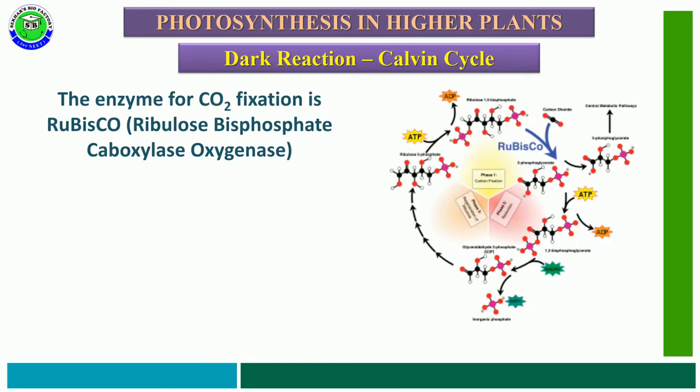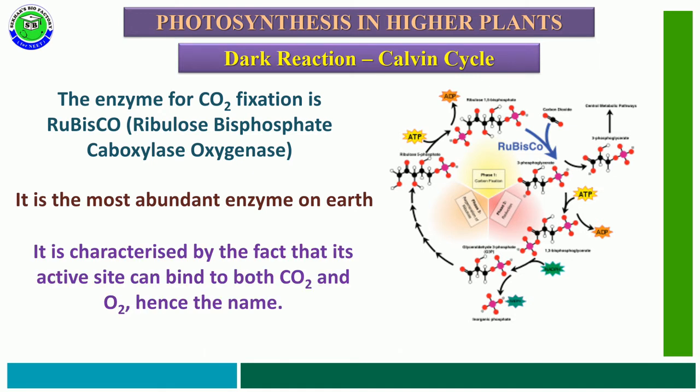The first reaction in the Calvin cycle is catalyzed by the Rubisco enzyme for carbon dioxide fixation. The full form of Rubisco is ribulose bisphosphate carboxylase oxygenase. The most important point about Rubisco is that it is the most abundant enzyme on earth in plants, and its active site can bind to both carbon dioxide and oxygen. Hence it is named carboxylase oxygenase, because Rubisco can perform both carboxylation and oxygenation reactions depending upon the availability of carbon dioxide and oxygen.